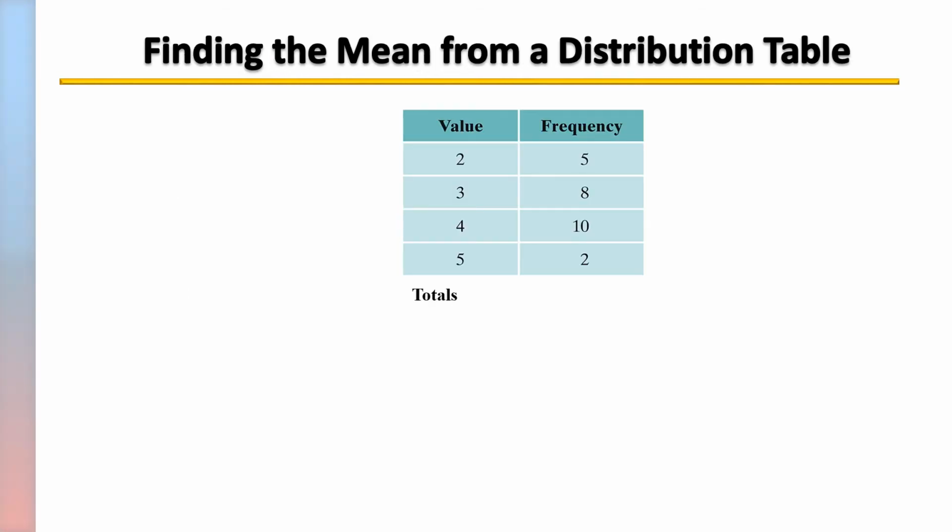Suppose you're given a distribution table and asked to find the mean. In this particular distribution table, we have the values and the number of times that value occurs. For example, the number 2, we have 5 of those. We have 8 number 3s, we have 10 number 4s, and we have 2 number 5s.